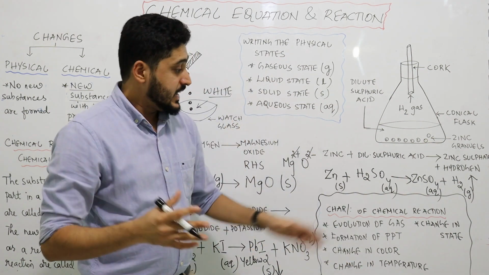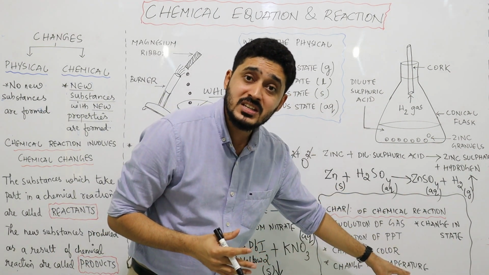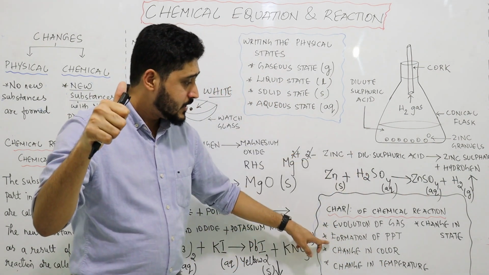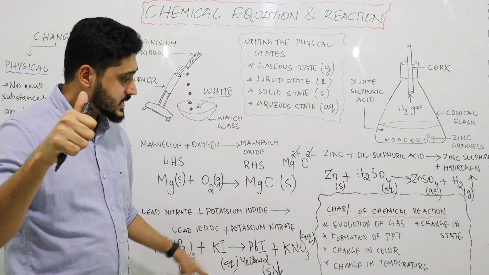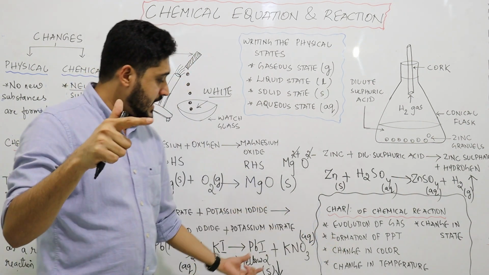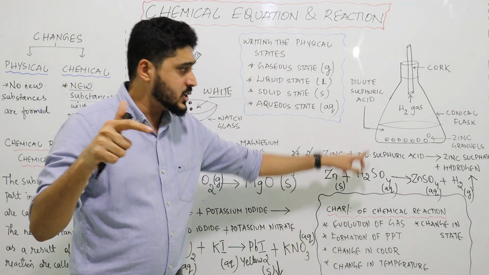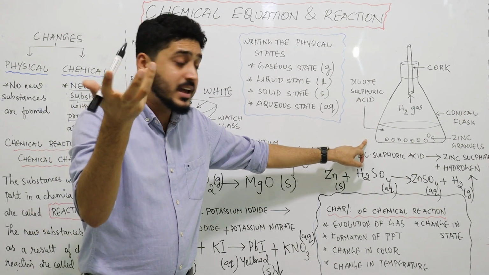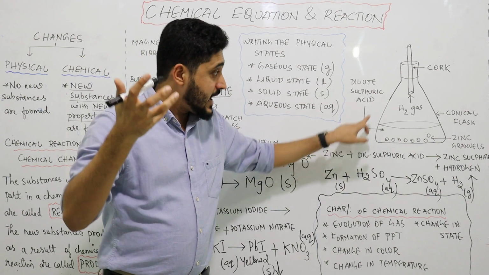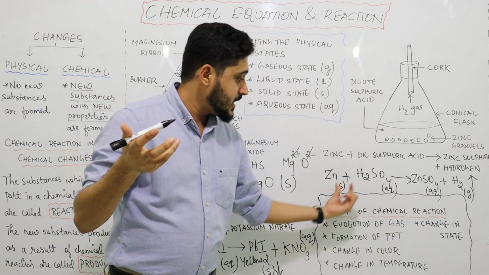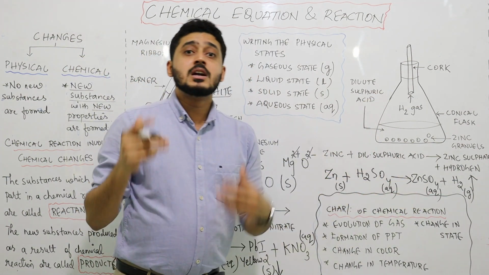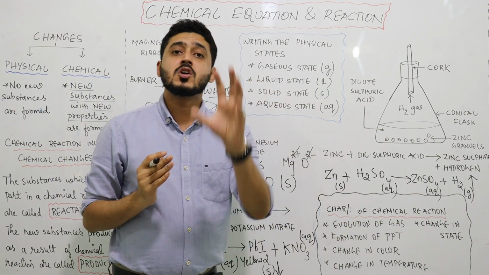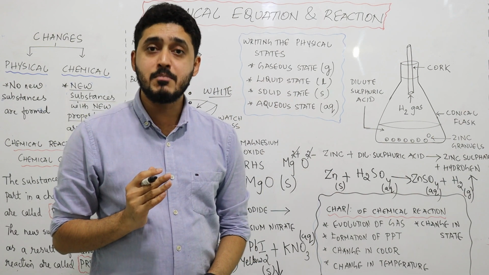Now if any one of these five characteristics happens, either evolution of gas as in this example, formation of precipitate as in this example, change in color as in this example, change in temperature, when you touch this conical flask, there is heat you can feel, or change in state from solid to aqueous, you can say a chemical reaction has taken place.